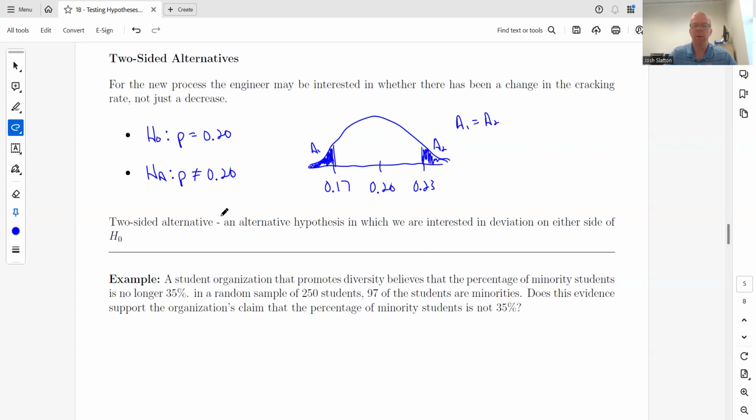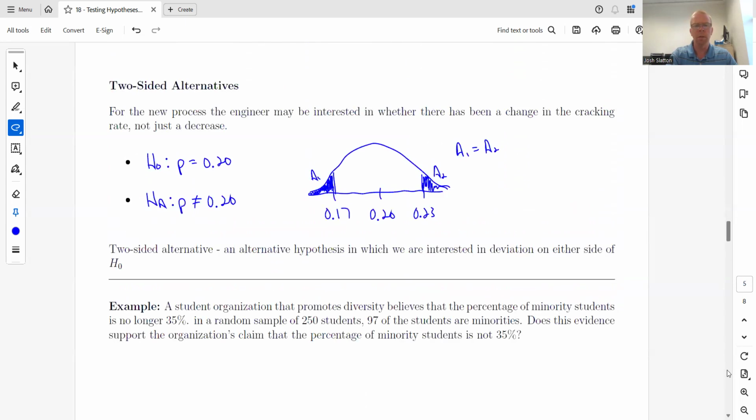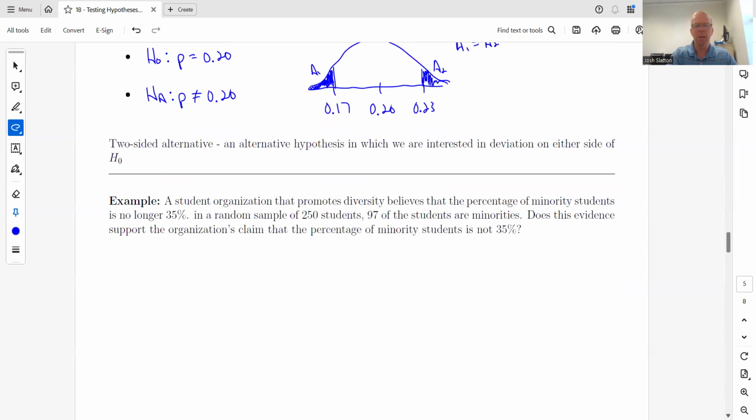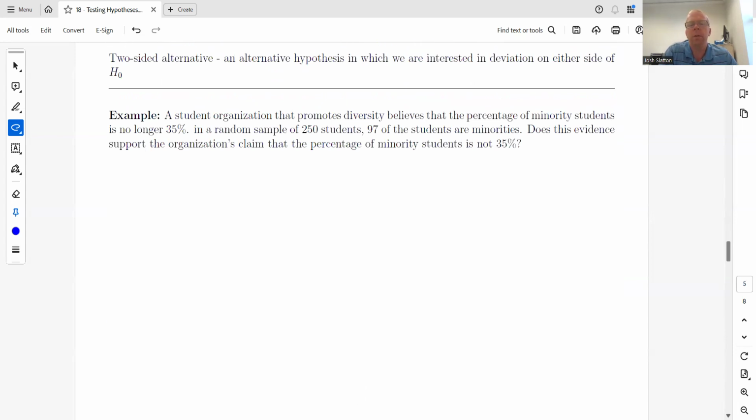So a two-sided alternative is just an alternative hypothesis in which we are interested in deviation on either side of the null hypothesis. Now let's look at an example. A student organization that promotes diversity believes that the percentage of minority students is no longer 35%. In a random sample of 250 students, 97 of the students are minorities. Does this evidence support the organization's claim that the percentage of minority students is not 35%?